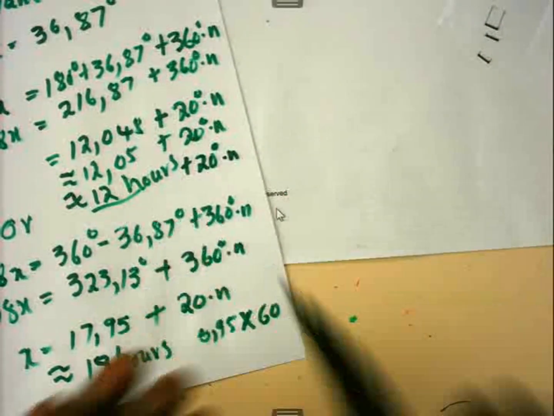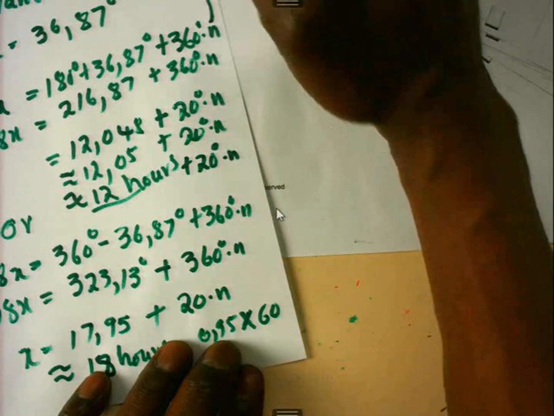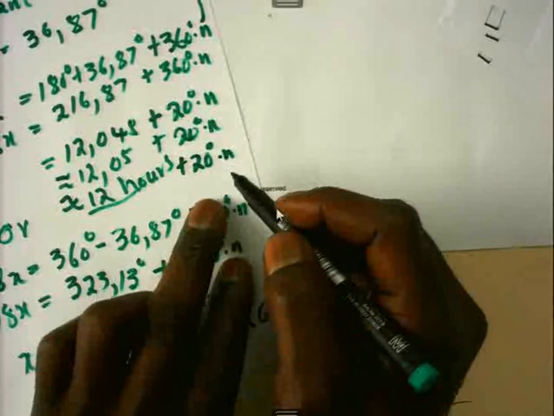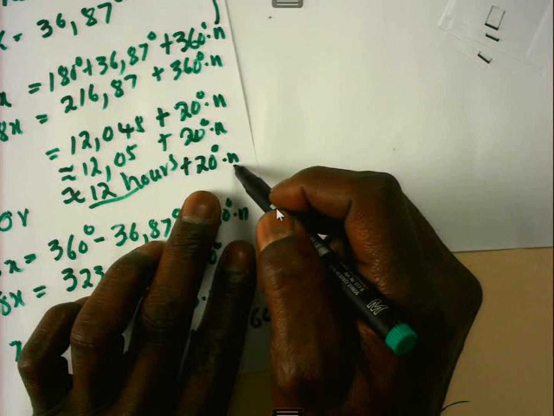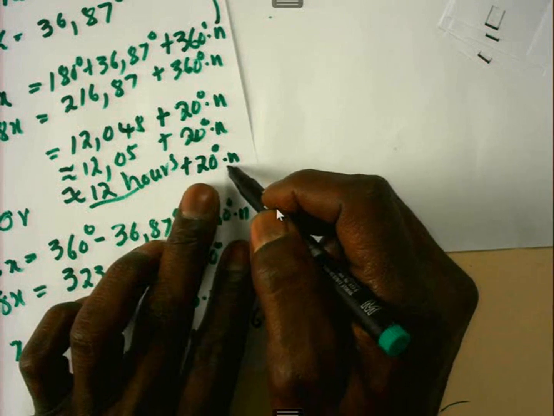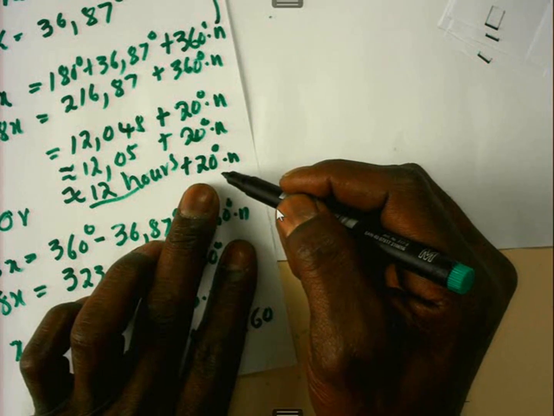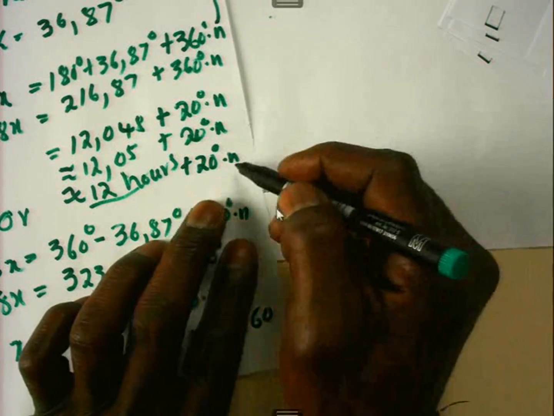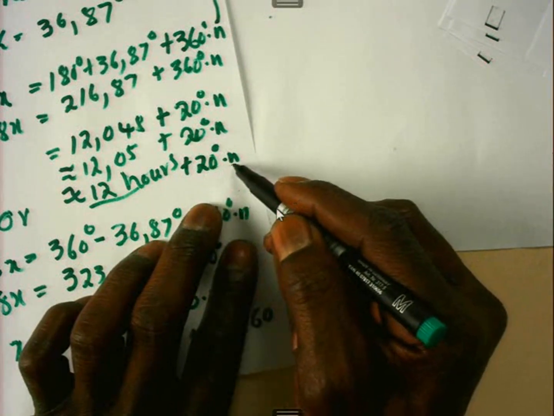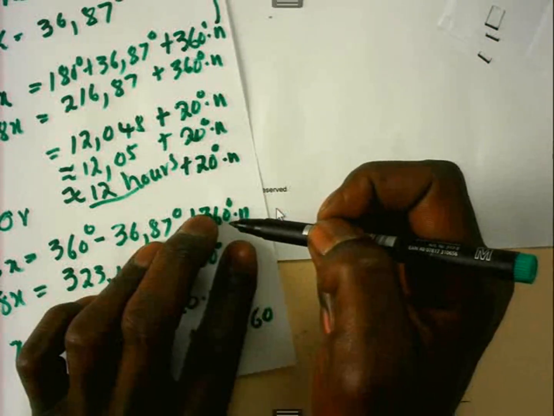Now, I go back. Remember, n must be an element of integers. In this case, n cannot be negative, because if I've got negative here plus 12, I'll get negative hours, and we don't have negative hours. But if I substitute n with 1, 20 times 1 will be 20, plus 12, that will be 32.